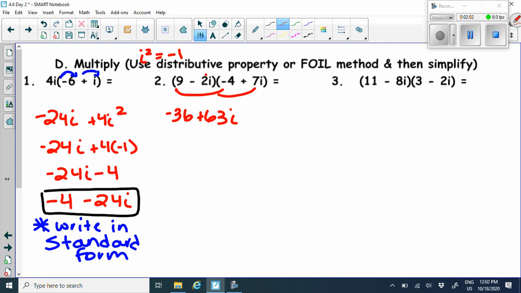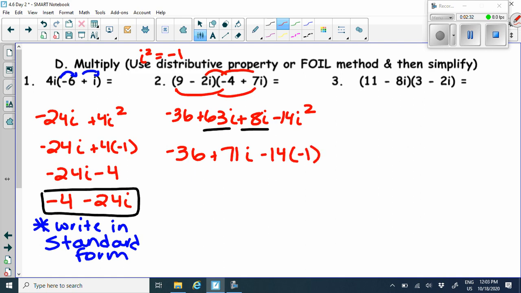And I'm going to take my negative 2i, multiply by negative 4 and by the 7i. So I get plus 8i and then minus 14i squared. Now we combine our like terms, which in this case is 63i and 8i. So when we combine that, we get 71i. And then we need to change our i squared into negative 1. And when I do that, I get negative 36 plus 71i plus 14.